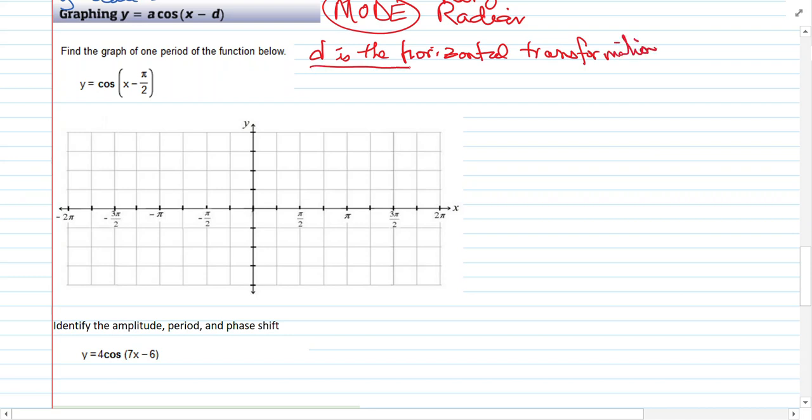So be careful when you do your homework which mode you're in. If you're working on chapters 1 through 3, you have to be in degree mode. After that, we're all radian.